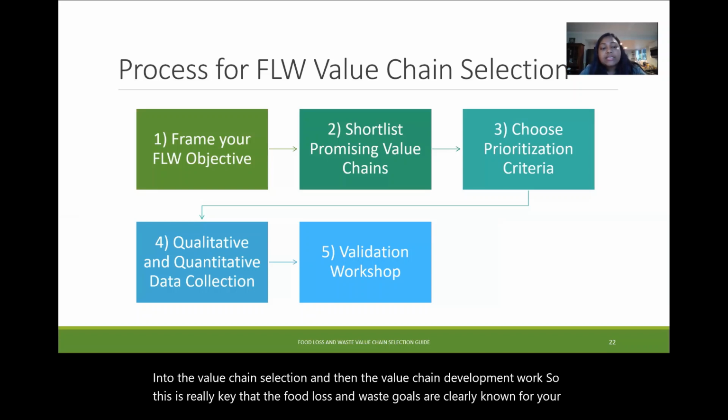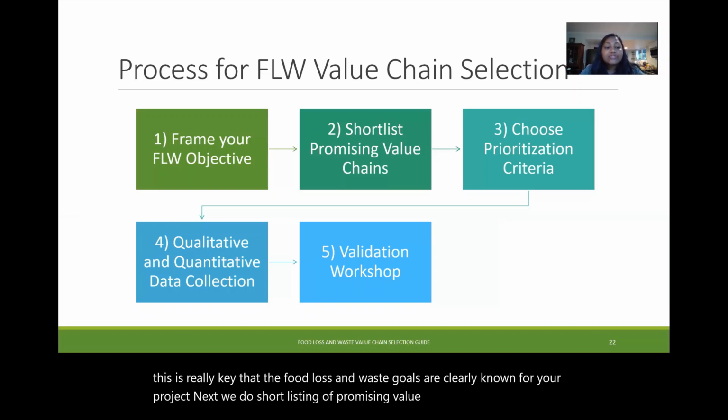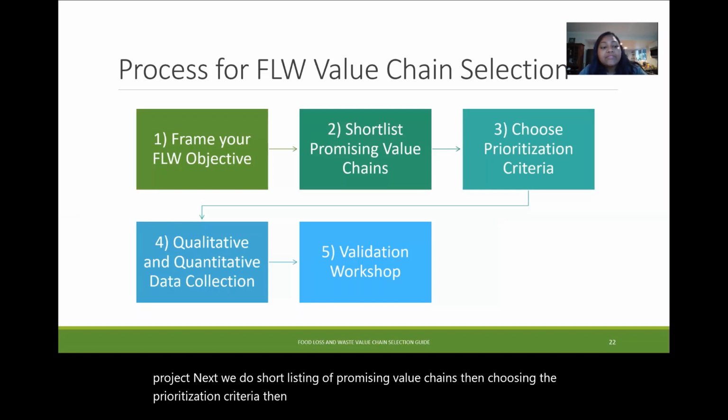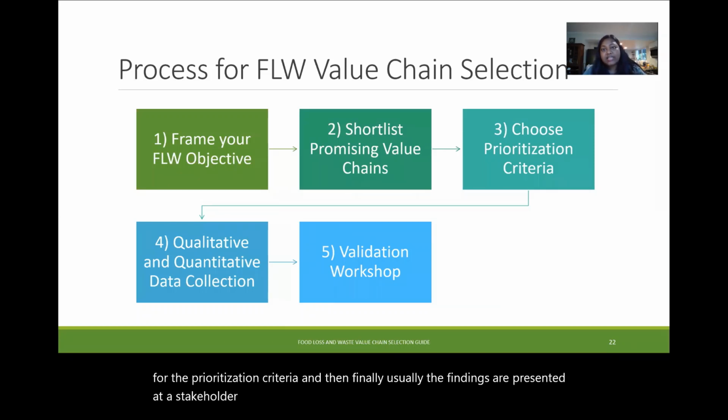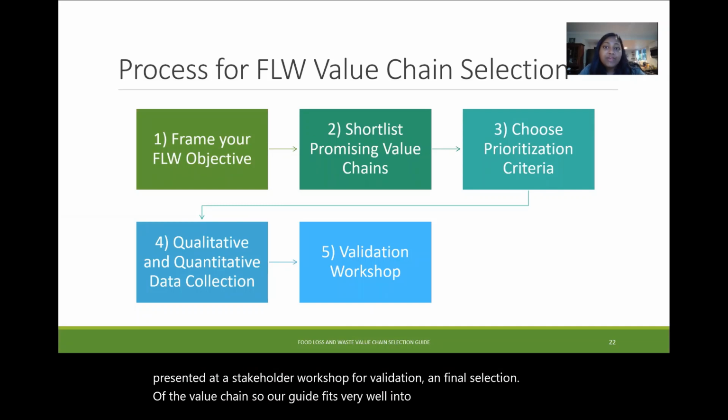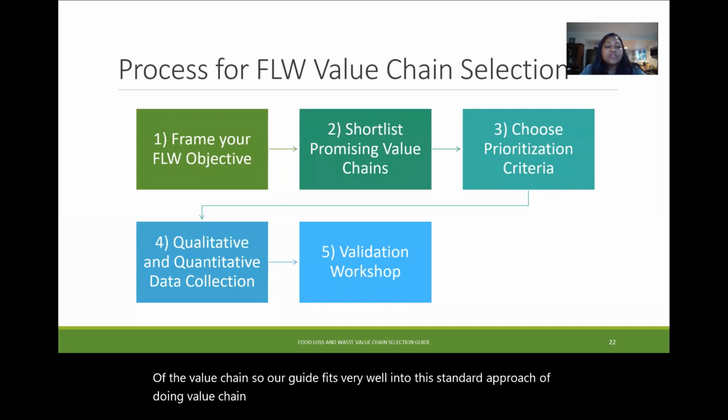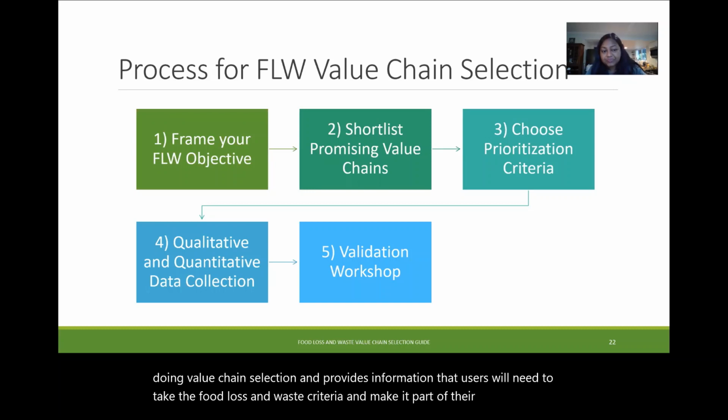Next, we do shortlisting of promising value chains, then choosing the prioritization criteria, then doing the qualitative and quantitative data collection for the prioritization criteria. And then finally, usually the findings are presented at a stakeholder workshop for validation and final selection of the value chain. So our guide fits very well into this standard approach of doing value chain selection and provides information that users will need to take the food loss and waste criteria and make it part of their selection methodology.